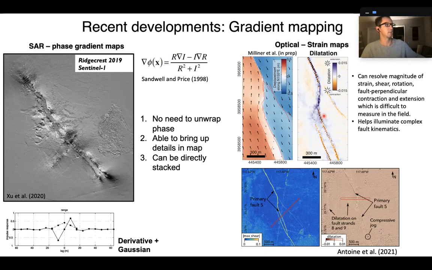And so this can really help illuminate and understand regions of very complex fault kinematics, which in the field could be useful if you're time constrained and don't have time to fully map or understand the complex kinematics of a region. These types of strain maps could be quite useful.